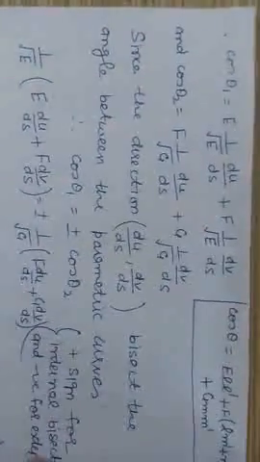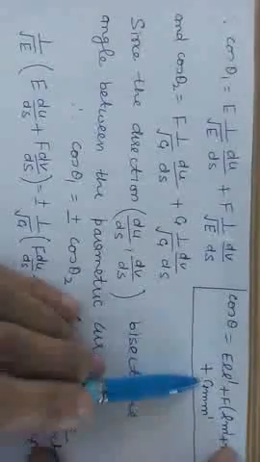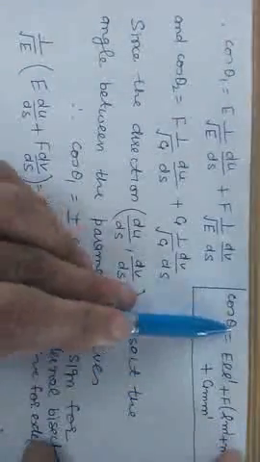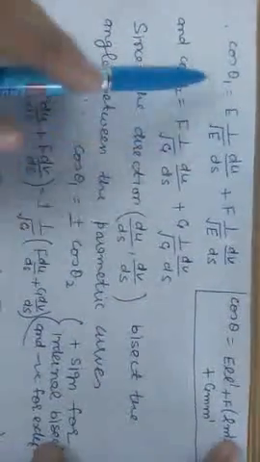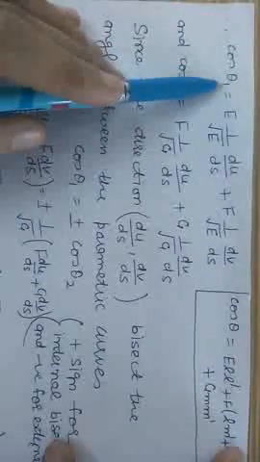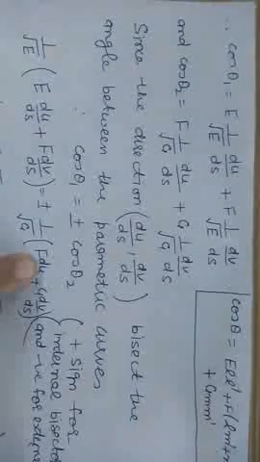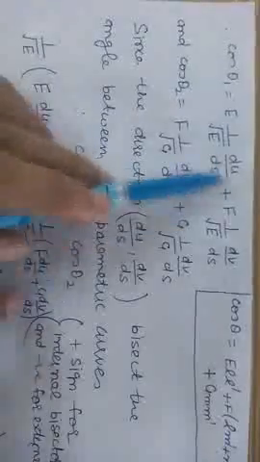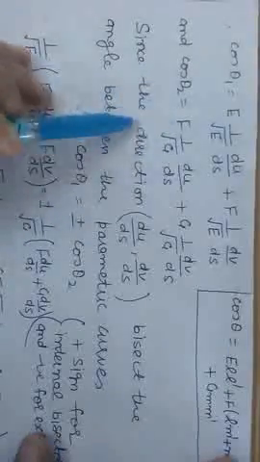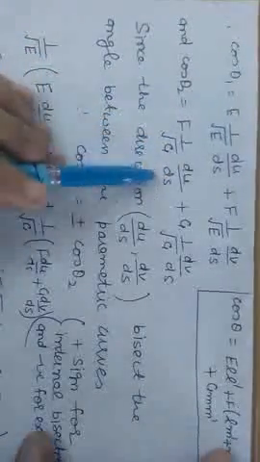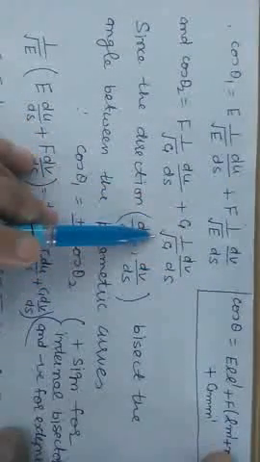Now by definition, cos theta is E l l dash plus F into l m dash plus m l dash plus G m m dash. Now substituting theta equal to theta 1 and theta 2 and substituting the values of direction coefficients, when theta 1 is the angle between the directions du by ds, dv by ds and 1 upon under root E and 0, substituting the values here, we get cos theta 1. In the same way, cos theta 2 is given by F into 1 upon under root G into du by ds plus G into dv by ds divided by root G.